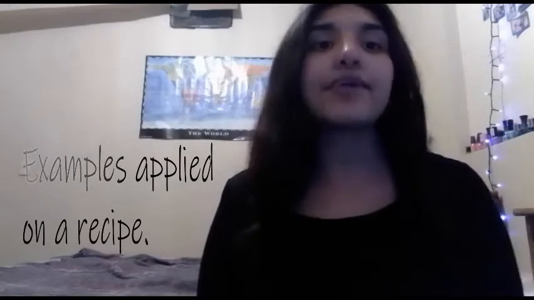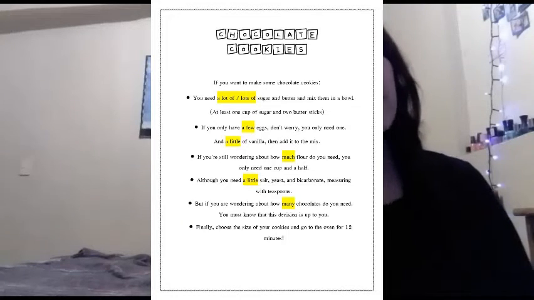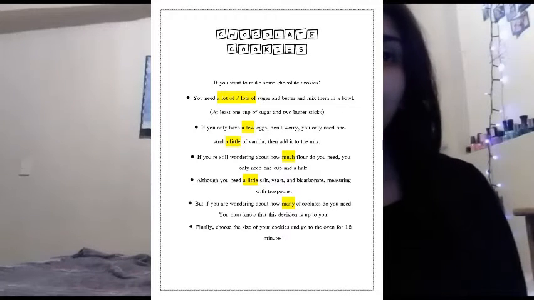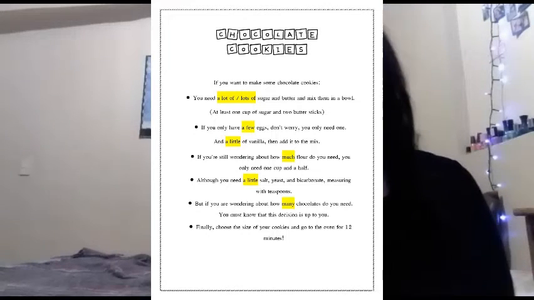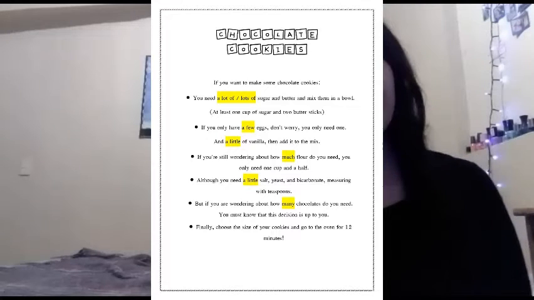And now let's see an example, like if you want to make some chocolate cookies. You need a lot of or lots of sugar and butter and mix them in a bowl. At least 1 cup of sugar and 2 butter sticks. If you only have a few eggs, don't worry, you only need 1. And a little vanilla, and add it to the mix.